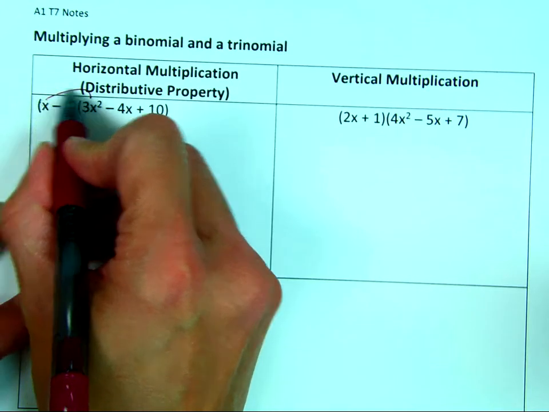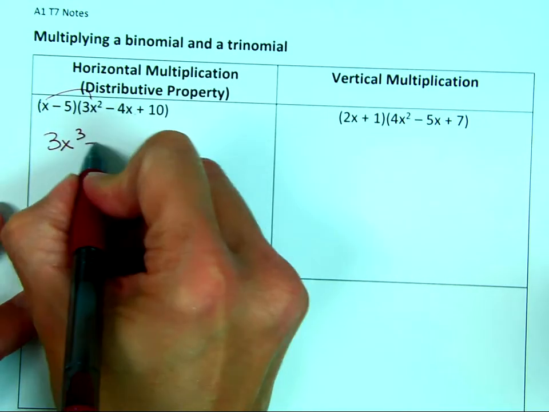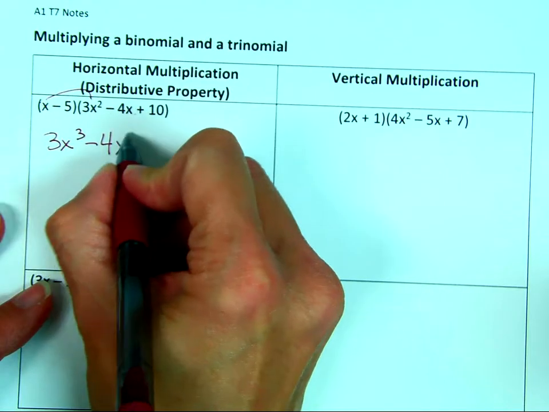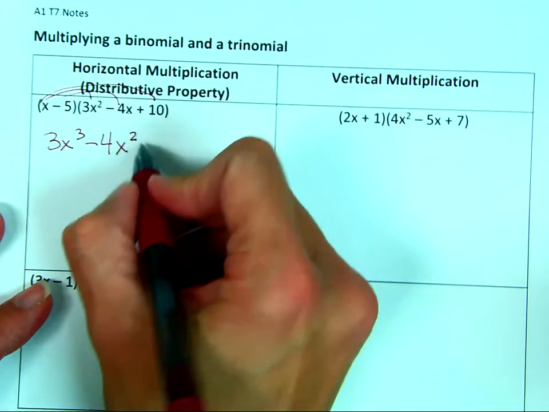So again, I'm going to do this kind of fast because we've been doing it for a while. X times 3x squared is 3x cubed. X times negative 4x is negative 4x squared. Remember, I'm distributing, so I have to take that x times each term. And x times 10 is 10x.